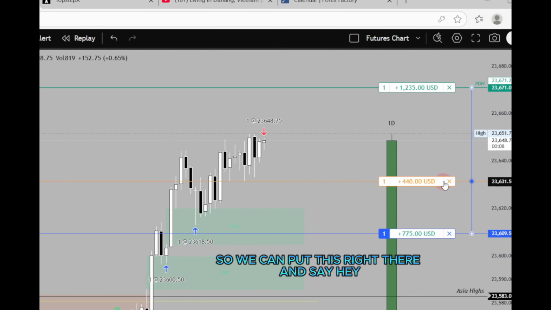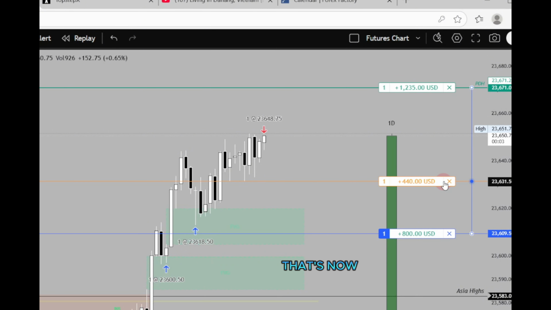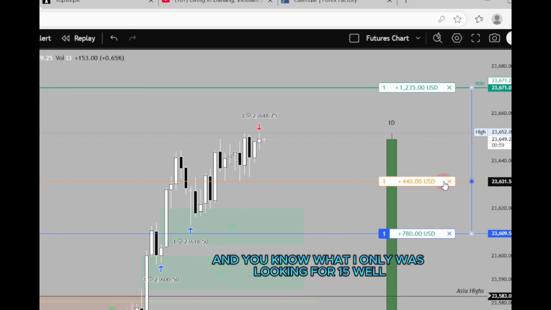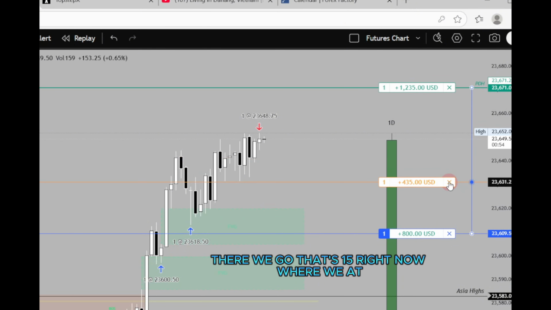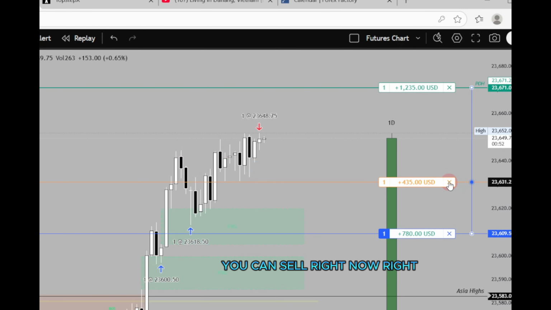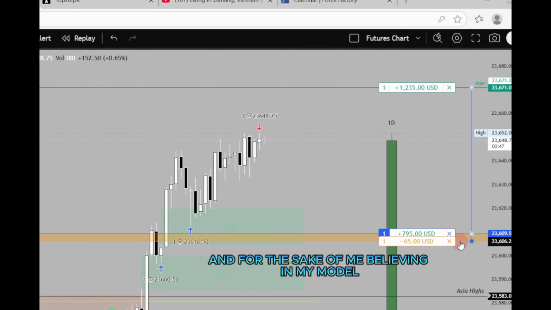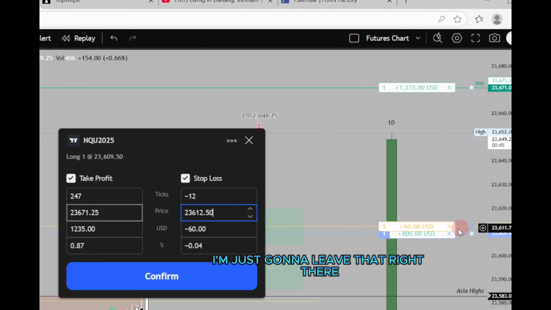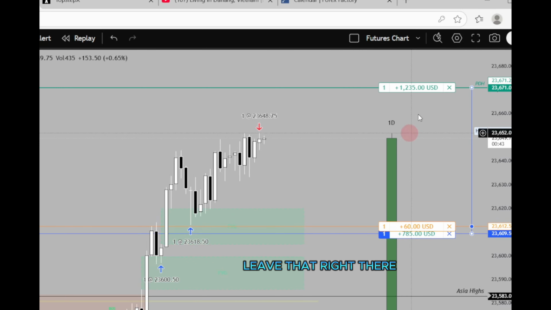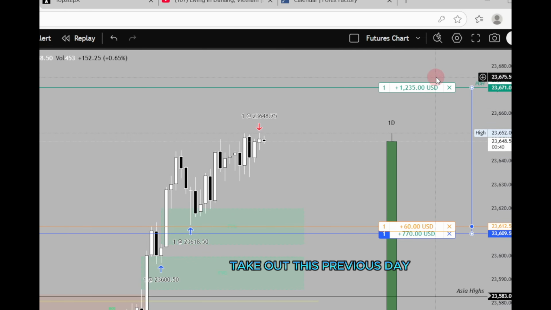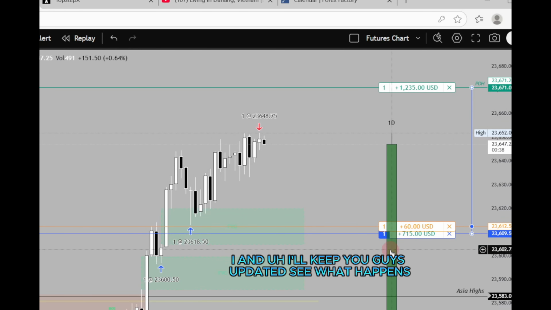So we can put this right there and say, if it comes down there, stop me out. That's now $1,100 we'd have made on the trade. Let's just say I only was looking for $1,500. Well, there we go, that's $1,500 right now where we at. You can sell right now, but for the sake of this being a paper trade, and for the sake of me believing in my model, I'm just gonna leave that right there. I'm gonna look for us to go up there and take out this previous day high, and I'll keep you guys updated. See what happens.